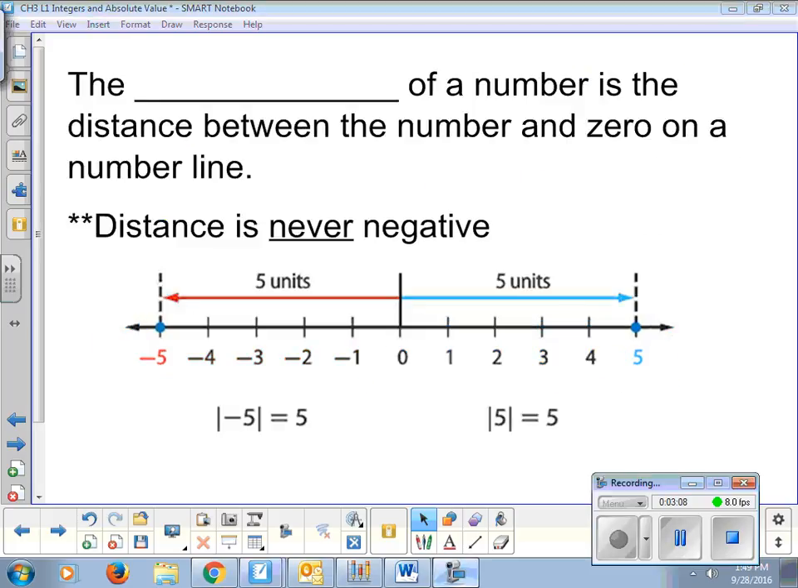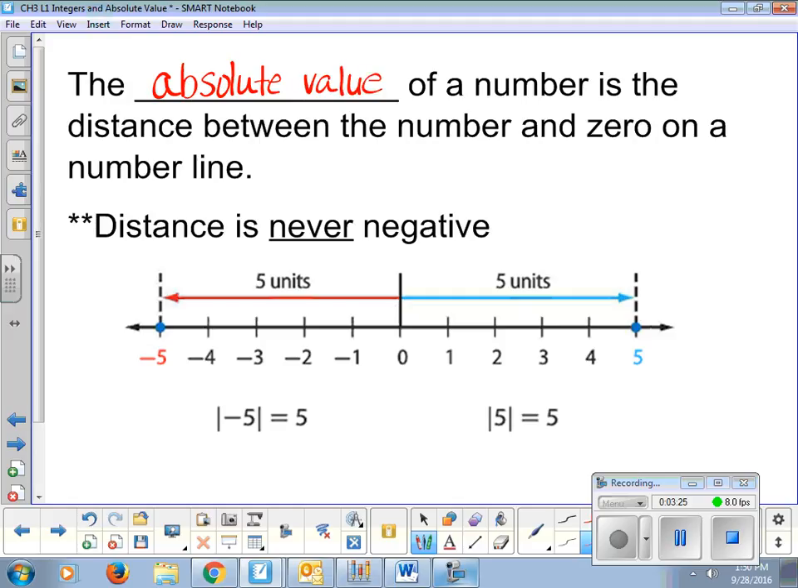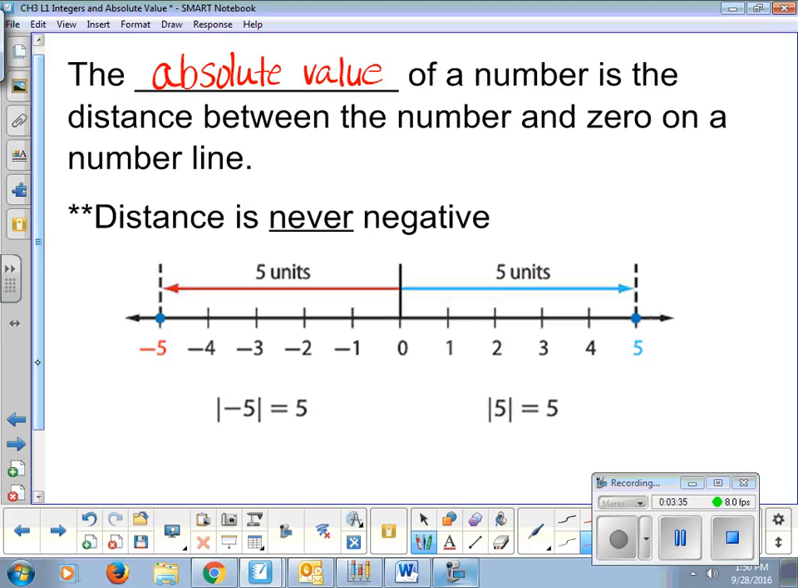Okay, our next vocabulary word. The blank of a number is the distance between the number and 0 on a number line. What are we going to fill in here? Absolute value. Always the answer to. Okay, so the absolute value of a number is its distance away from 0. Distance is never negative, so your absolute value is always positive.